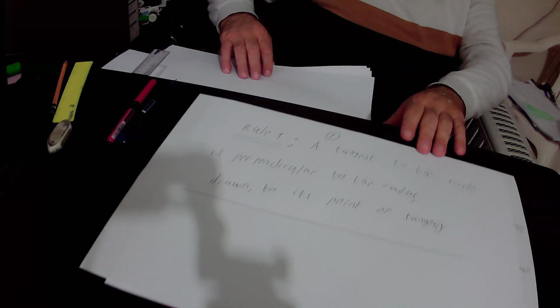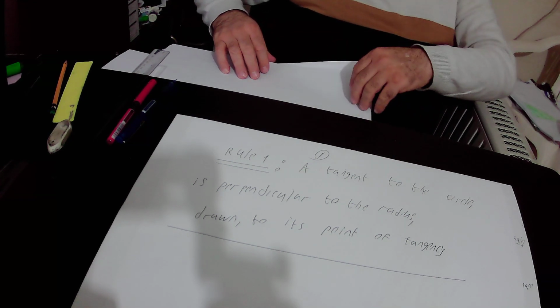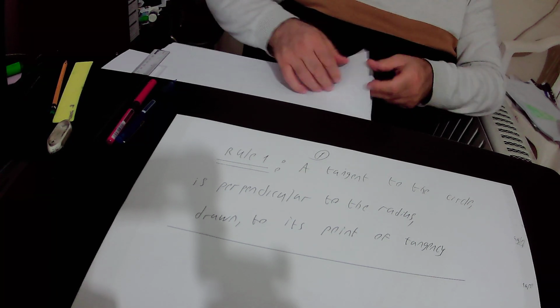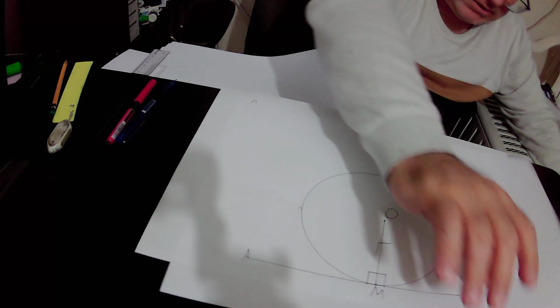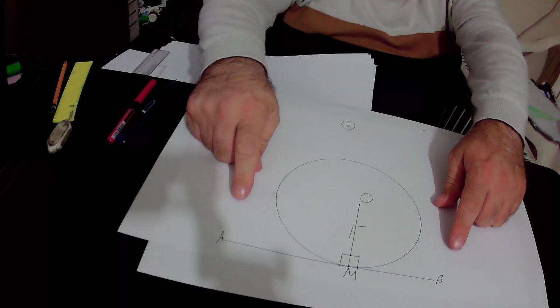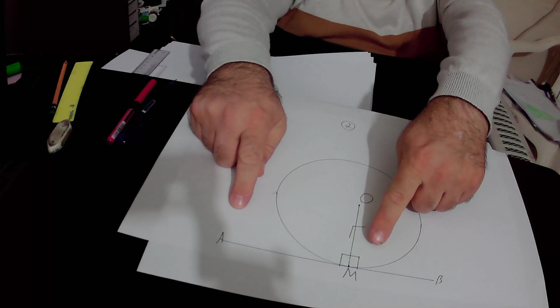According to rule number 1, a tangent to a circle is perpendicular to the radius drawn to its point of tangency. So what is the meaning of rule number 1? The meaning of rule number 1 is that if you have this circle and you have tangent AB, it is tangent to this circle at point M.